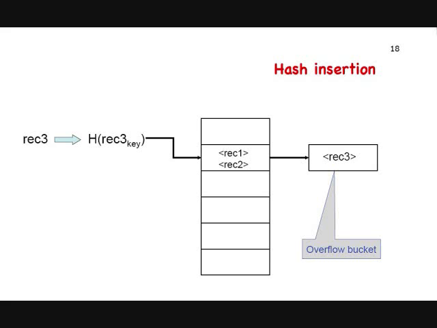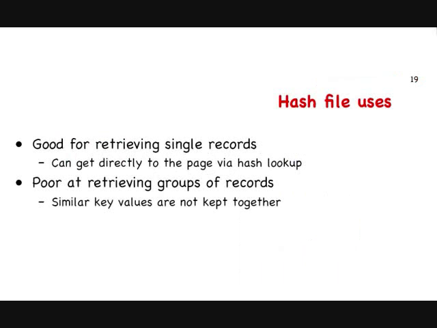That becomes very efficient. If you've got a good hash algorithm, you'll get a very even distribution of keys, you'll get much less overflow, and it'll be nice and efficient. So that's what's tricky about hashing. Right. So it's good for single records, because if we can hash correctly, then we ought to be able to go straight to the page we want. But it's no good at all for retrieving groups of records, because similar key values are not kept together. Obviously, identical key values should all hash the same thing.